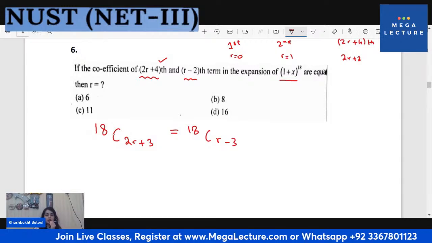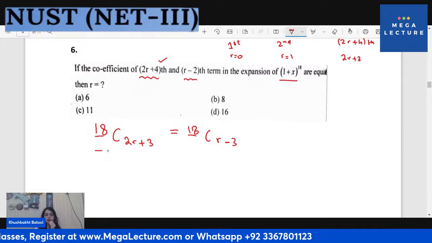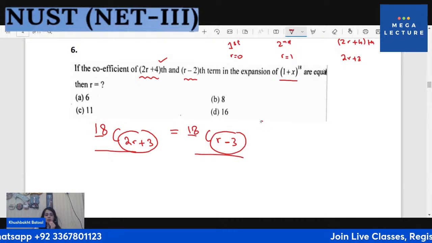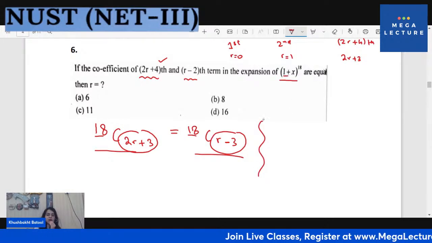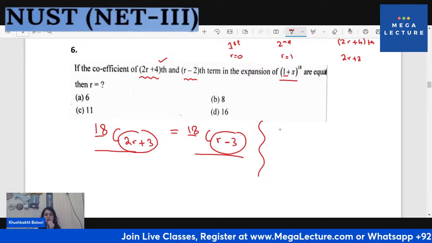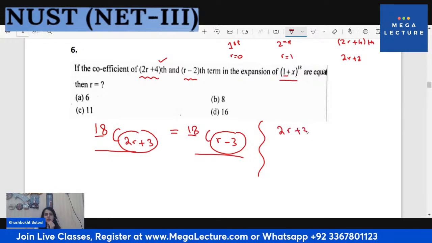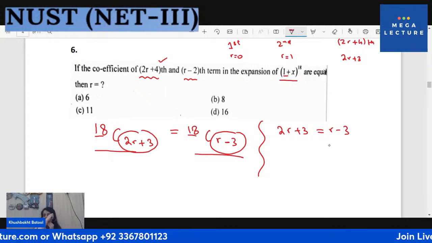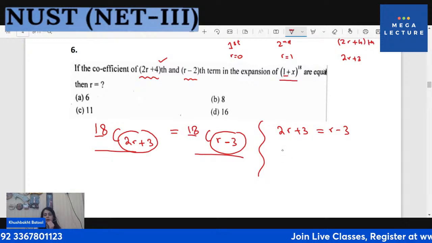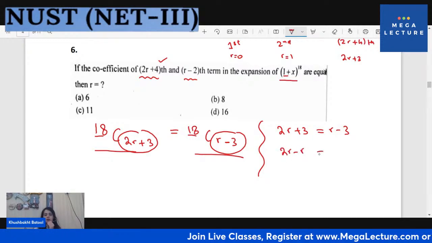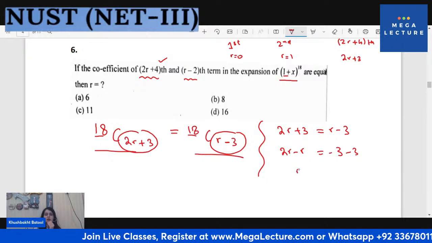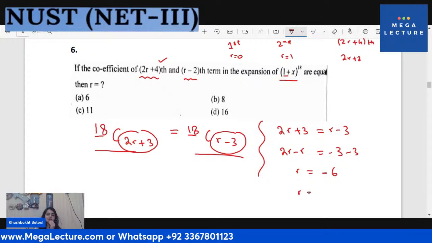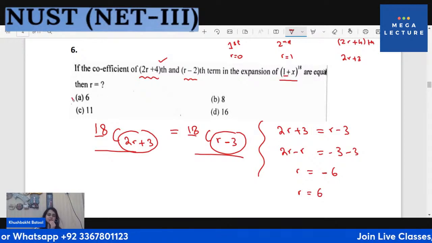All right, now these two are the same and this is equal to that. It means this number is basically equal to this number. Obviously this number is 1. Even if I incorporate the middle values, that won't make any difference. So it means 2r plus 3 is equal to r minus 3. Now I can find the value of r as 2r minus r equals minus 3 minus 3, and this would give you r equals minus 6. Obviously r cannot be negative, so you can say that r is equal to 6 in this case, and the answer is going to be A.